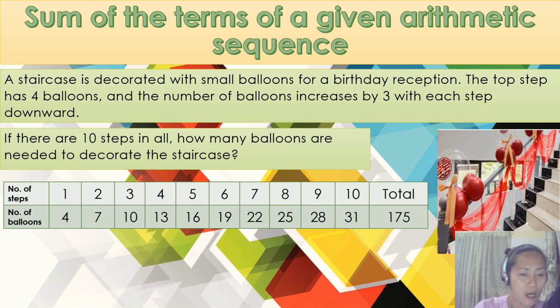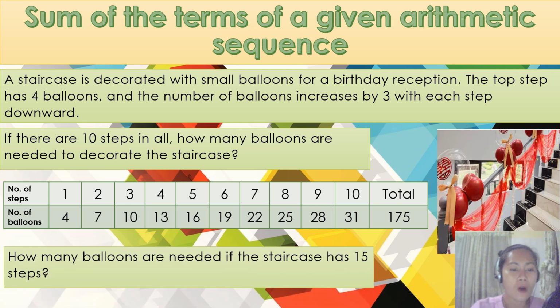As you can see in our table of values, the number of steps, we have 1, 2, 3, 4, 5, 6, 7, 8, 9, and 10. And then the number of balloons: for the first step, we have 4, and then it increases every step downward. So 4 plus 3 equals 7, and then plus 3 again, that is 10, plus 3, 13, plus 3, 16, and so on.